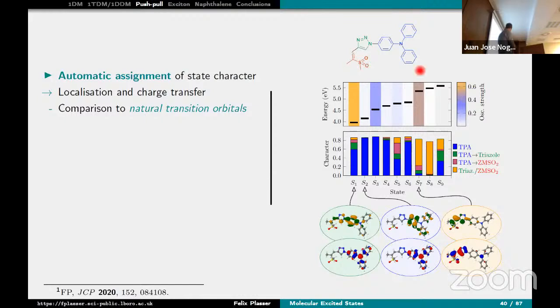And again, down here I'm just plotting the natural transition orbitals. So for example, this state, the blue state, is only on triphenyl M, and you see this with the natural transition orbitals. This state goes a bit further on this side, so that's why it's green. And for example, these states only happen here, and that's why it's orange.